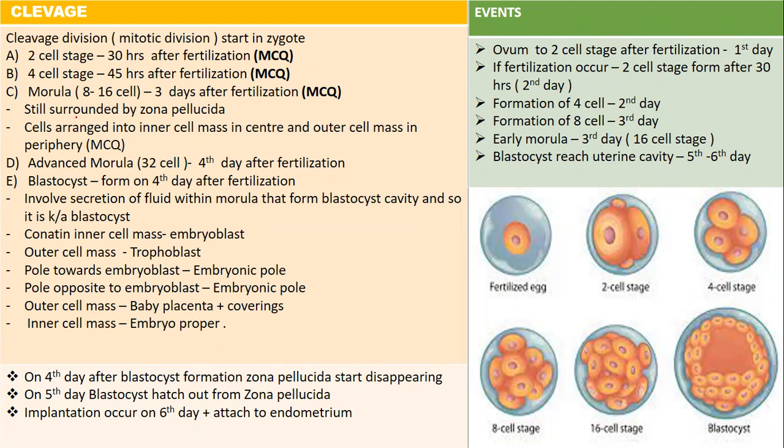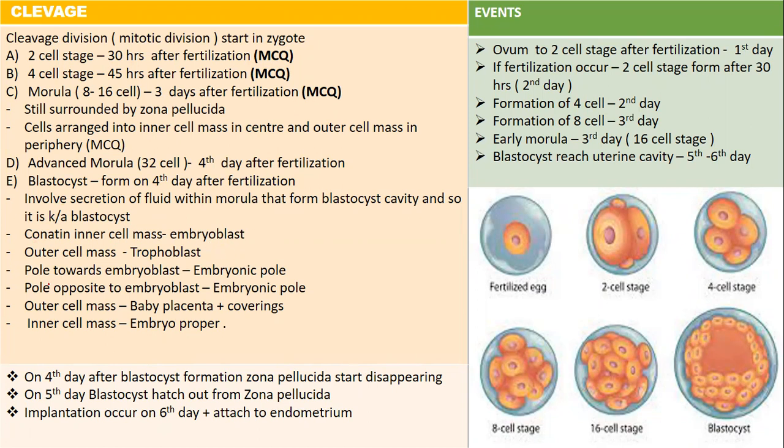At the time of morula, it is surrounded by zona pellucida and it is arranged into the inner cell mass in the center, which we have discussed, and the outer cell mass at the periphery. Now, coming to the advanced morula stage, the 32 cell stage, on the fourth day after fertilization, the blastocyst forms. We have already seen that the 4th to 5th day involves secretion of fluid within the morula that forms the blastocyst cavity, and so it is known as the blastocyst. It contains the inner cell mass, which we call embryoblast, and the outer cell mass, trophoblast.